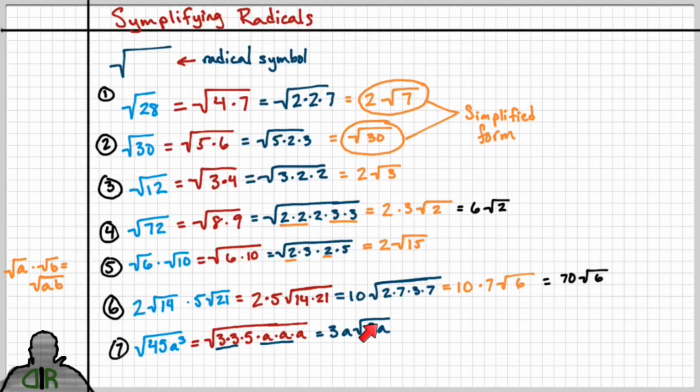5 is a prime number, and then a by itself is essentially prime. You don't need to think of it as prime, but it is. There's only a single a, so you can't pull it out of there. We're not going to pull out the square root of a. So this is the fully simplified answer. So even when we throw in variables, it'll work the exact same way.